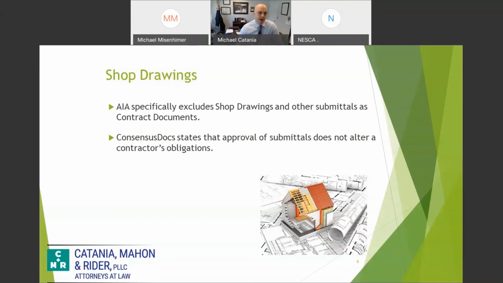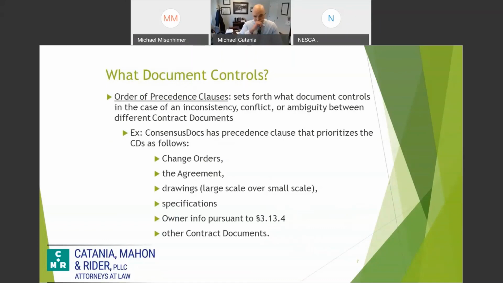there's going to be some qualifying language on there that doesn't allow you to supplement anything in the original contract documents. The approval from the architect doesn't mean that your submittal meets the contract documents, things of that nature. So be on the lookout for that.